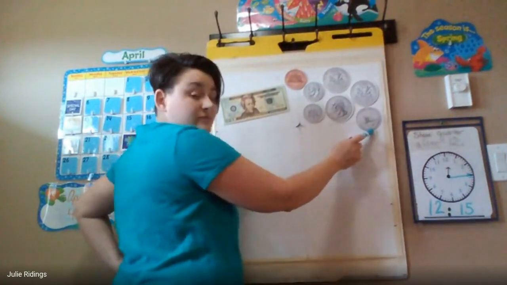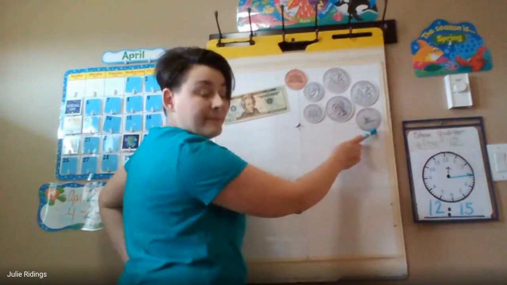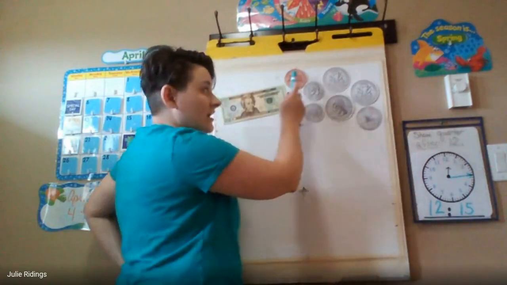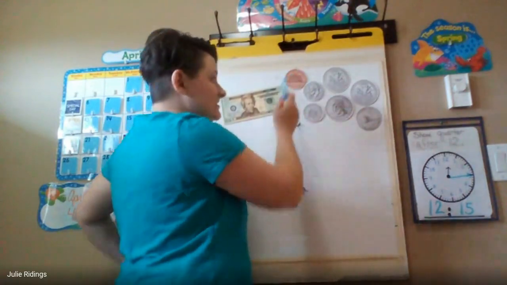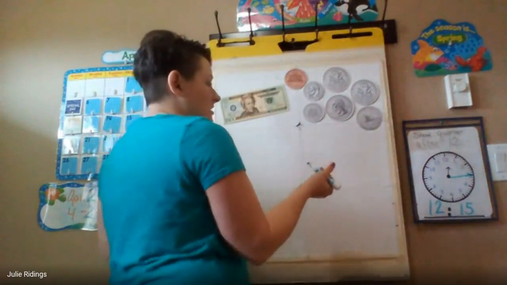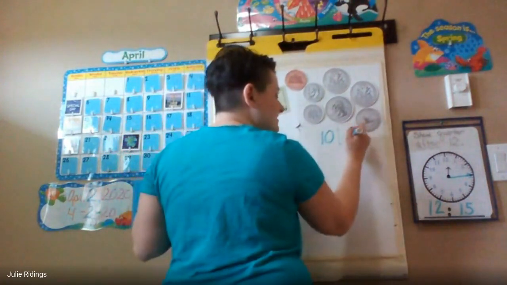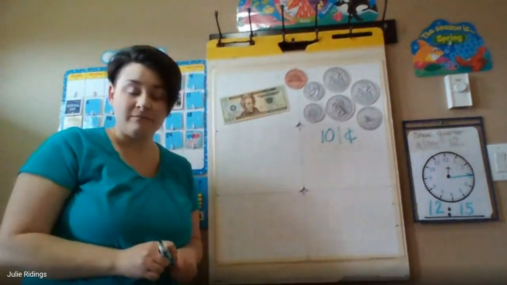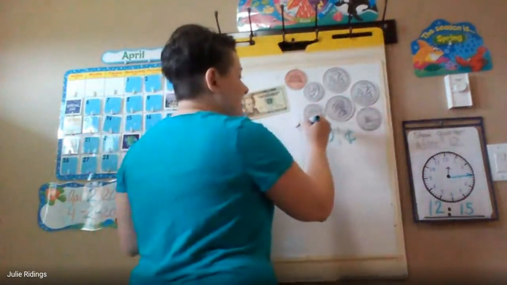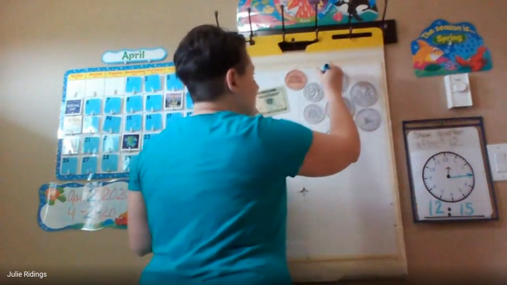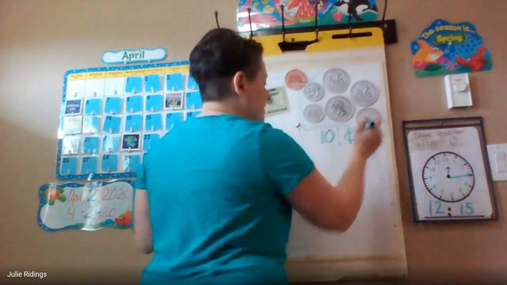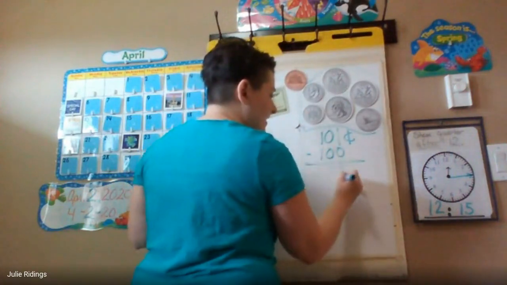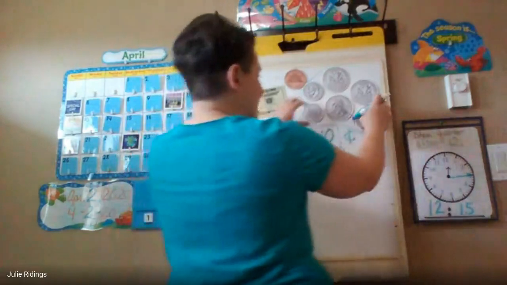Let's go to the nickel. Oh, that makes a dollar. 100 cents. And then this would make 101 cents. Well, what do I do now? If I have 101 cents, and we know 100 cents makes a dollar, that's like taking these coins and trading them for a dollar. I'm taking away 100 cents, and that would leave me with 1 cent.